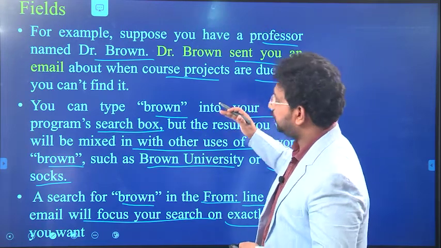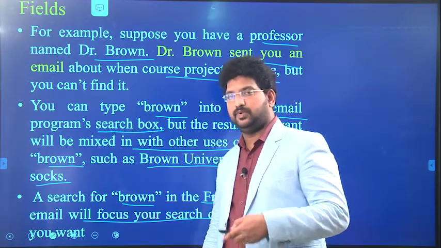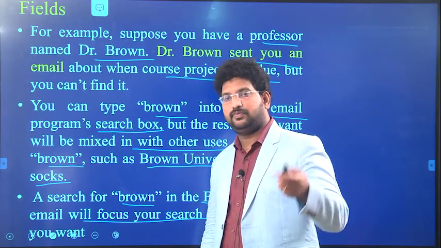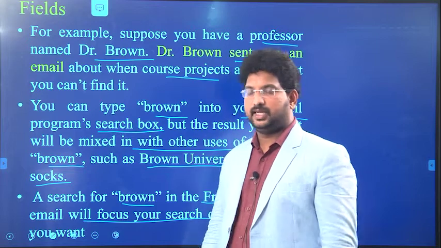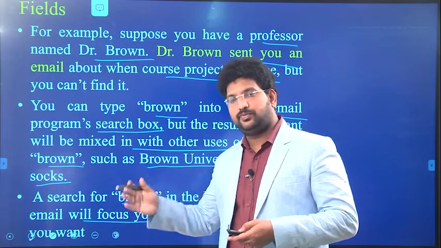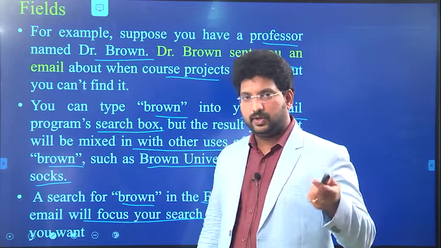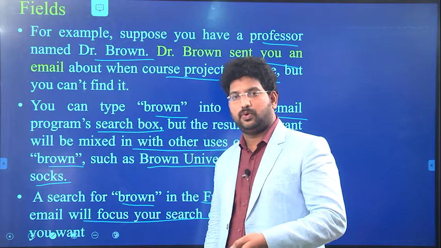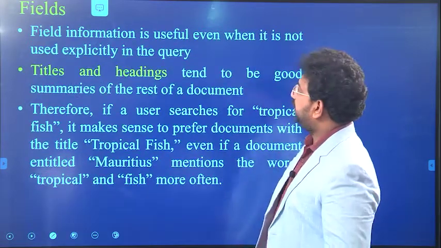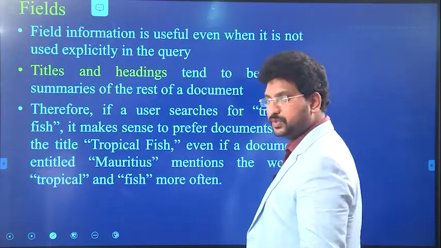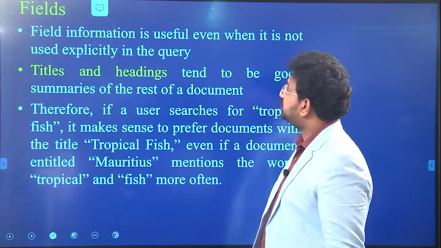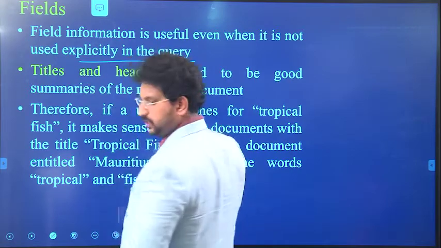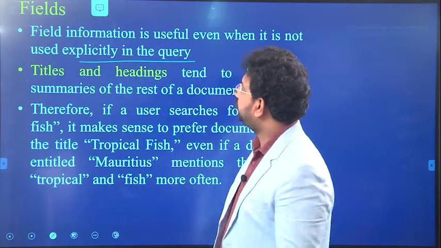So here you are able to search for the information which has been sent by Brown. With the mail search box, you get information with different sorts of words associated with your search word. But when you go with the from field particularly, you are able to retrieve exactly what you want with the field names. And here field information is useful. Field information is useful even when it is not used explicitly in the query. So remember, this is one of the important points you have to remember.